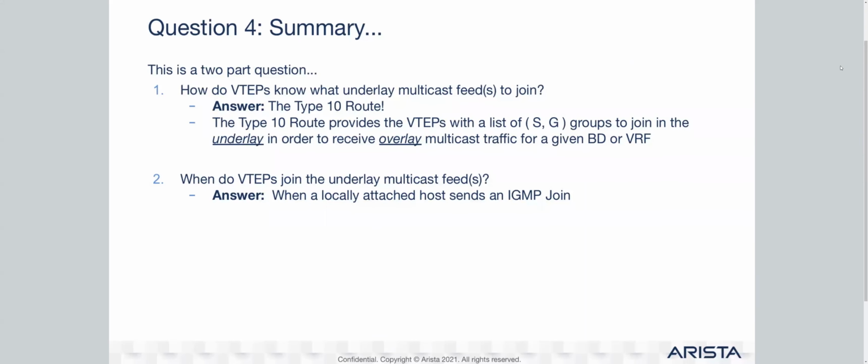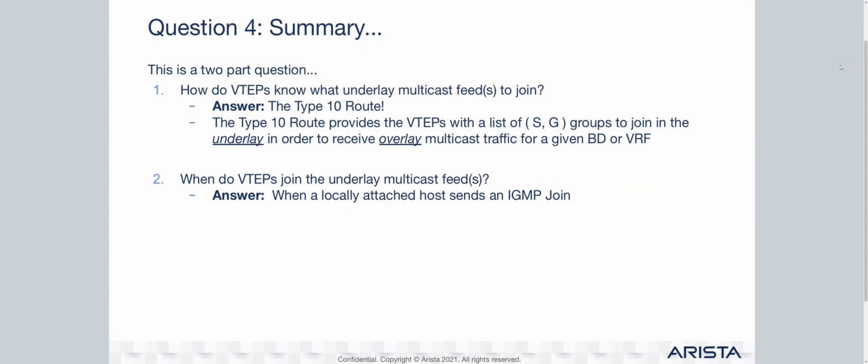All right, we're going to summarize that, and then we'll pause again, and then we'll keep on going. It really was a two-part question. How do the VTEPs know what underlay multicast feeds to join in order to receive the overlay multicast traffic? The answer is, again, the type 10 route. Very critical route if you haven't picked up on that. The type 10 route gives those overlay to underlay group mappings.